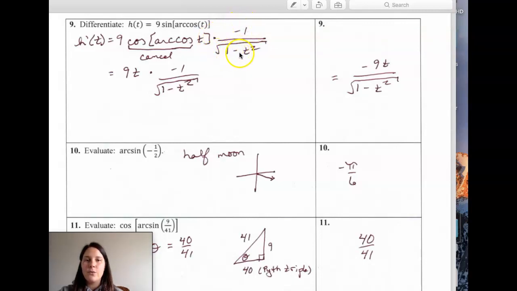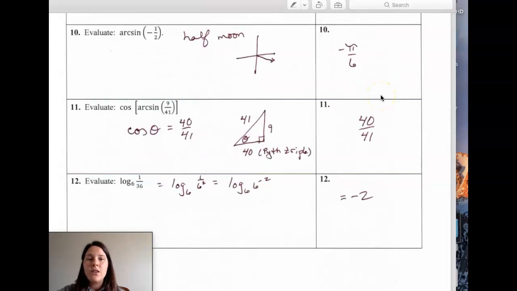Negative 1 over root 1 minus t squared. That's that pattern for the derivative of arc cosine. Cosine and arc cosine are inverse functions, so they cancel each other out. So that would leave us with just the t, which I'm going to multiply by the 9. And then eventually I'll multiply that by the negative 1 to get that negative 9t in the numerator. And then my denominator just stays that root 1 minus t squared.